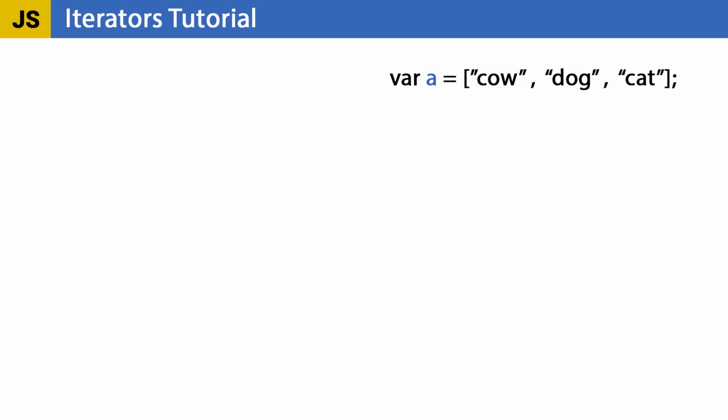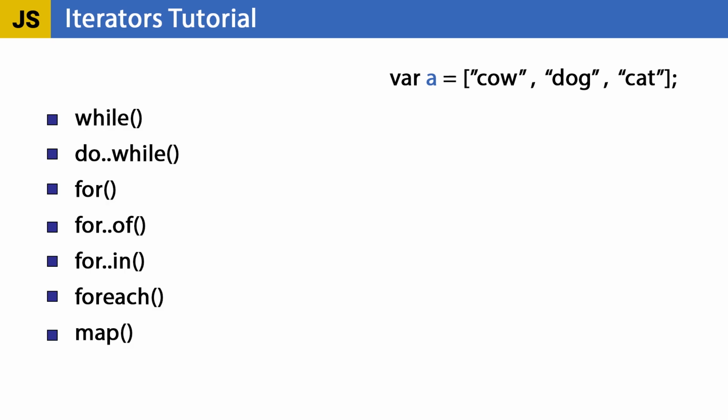Suppose I have a variable and we store an array in this variable. Our variable name is A and I save different types of animal names in that array. Now I want to traverse the array values one by one, and we can do it very easily using loops, like while loop, do while loop, for of loop, for in, forEach and map. With the help of these loops, we can traverse this array's values.